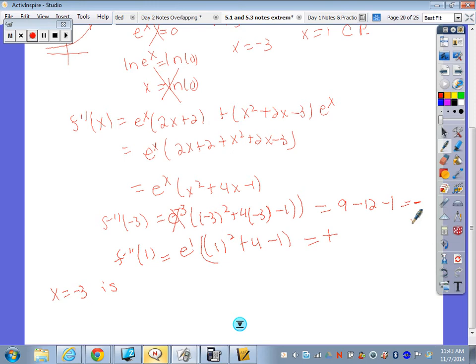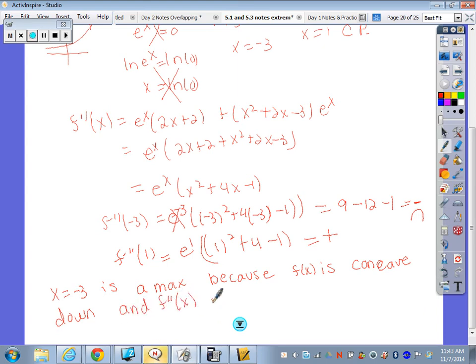My function is concave down, so x equals negative 3 is a max because f of x is concave down, and the order you say it doesn't matter, and f double prime of x is negative at x equals negative 3. And you just have to also make sure you state that f prime of negative 3 is equal to 0, or it's a critical point.